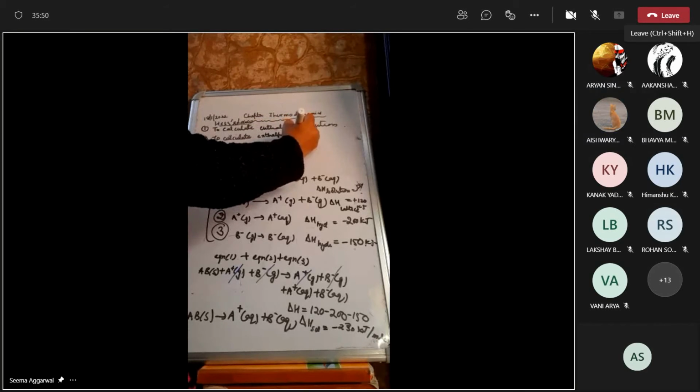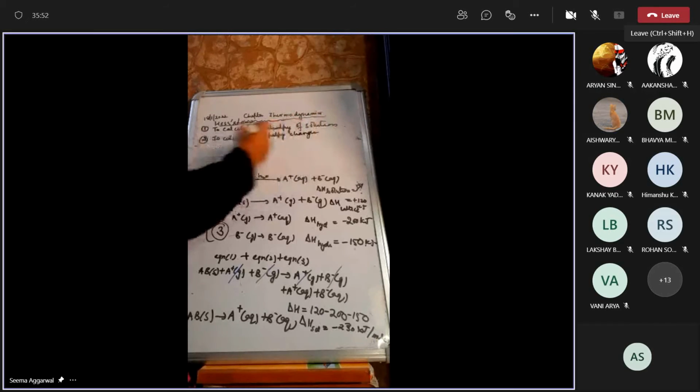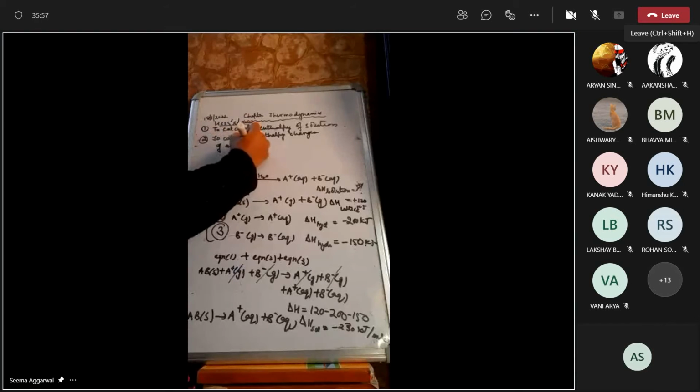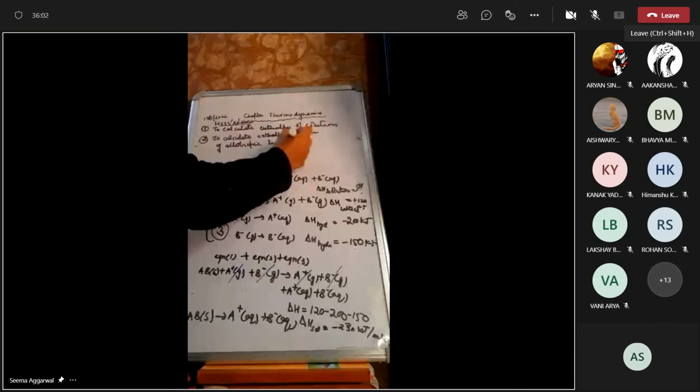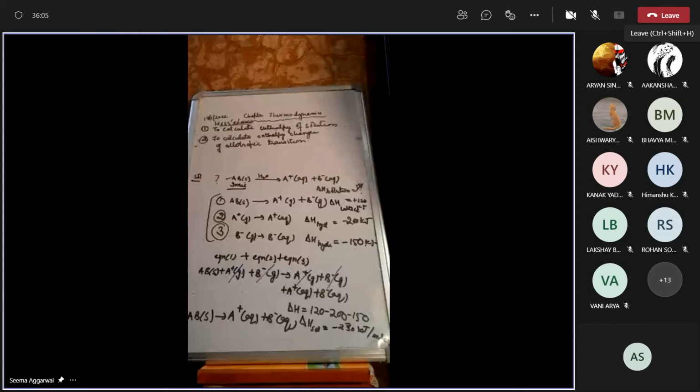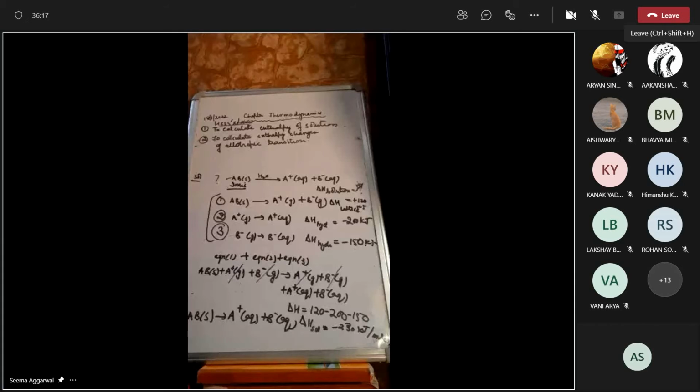Yes, ma'am. To calculate the enthalpy changes of allotropic transitions, when one allotrope is converted into another. Let me check if there is an example from NCERT. I will take that. I have modified this question from NCERT. Okay, I am forming a question on my own.